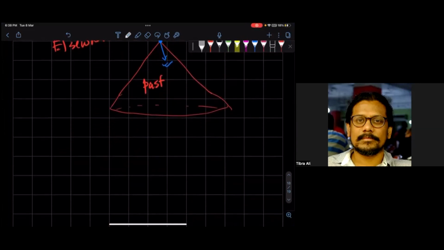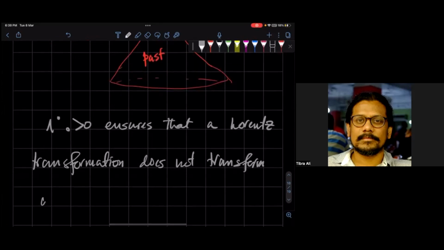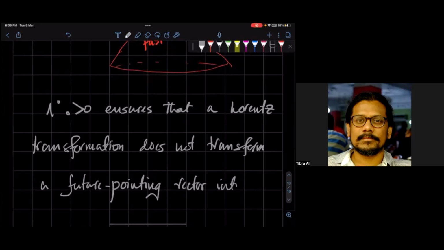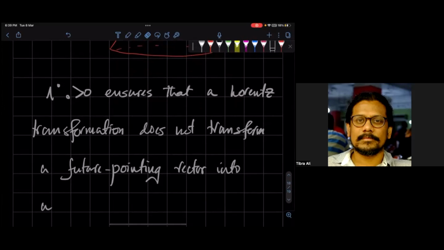So lambda 0,0 being positive ensures that a Lorentz transformation does not transform a future pointing interval or vector into a past pointing one, and vice versa.